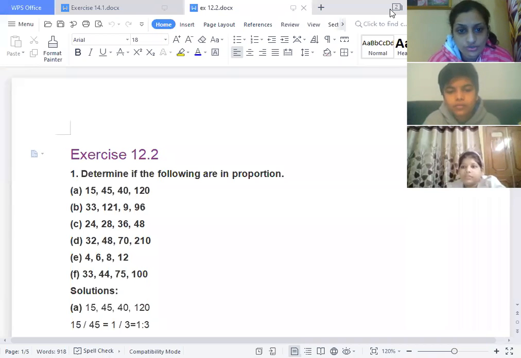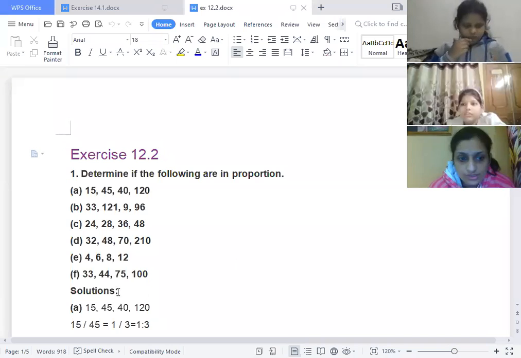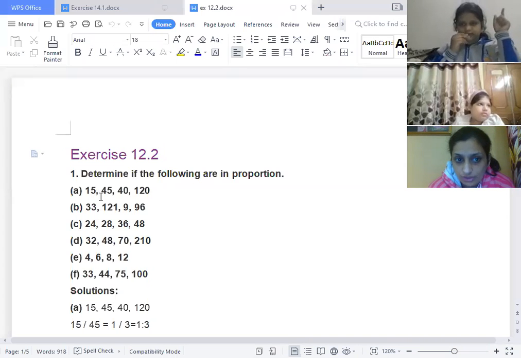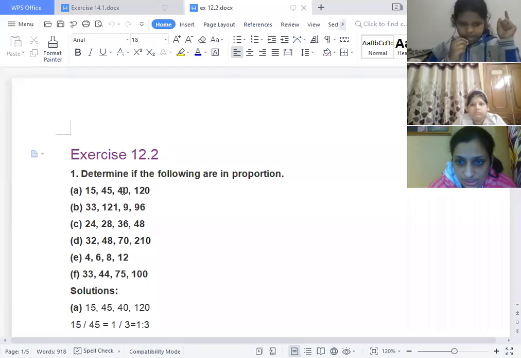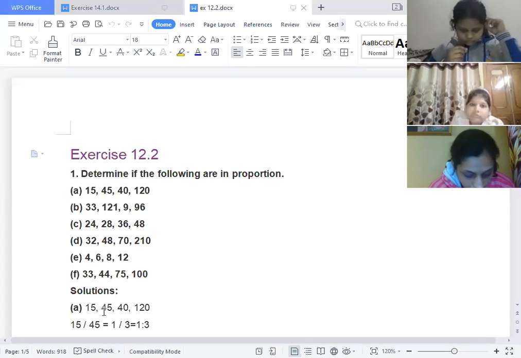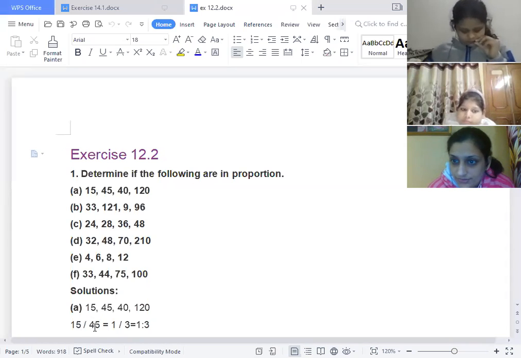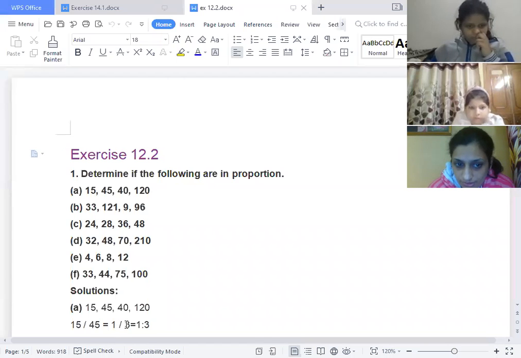Exercise 12.2. We have to determine whether these are in proportion or not. For that, first of all, we'll be seeing 15 and 45. 15 is A, 45 is B, 40 is C, and 120 is D. So first of all, we will divide 15 and 45 with the same table. 15 and 45 go in the table of 15. 15 ones are 15, 15 threes are 45. That is 1/3 will be your answer.